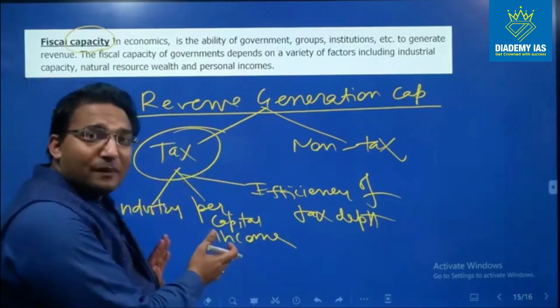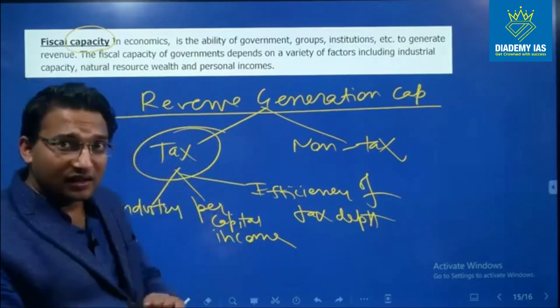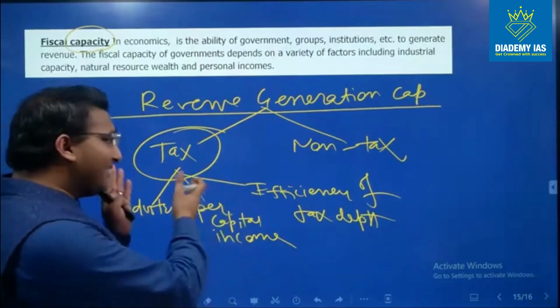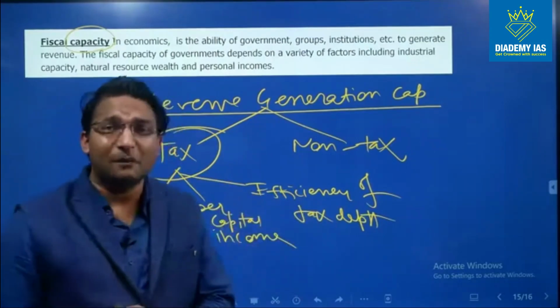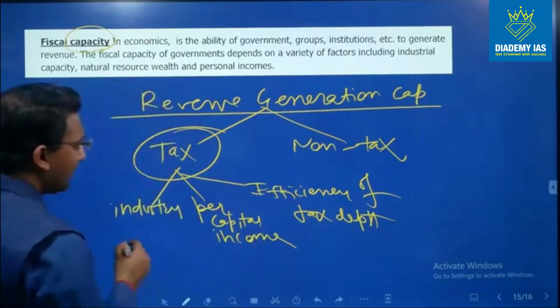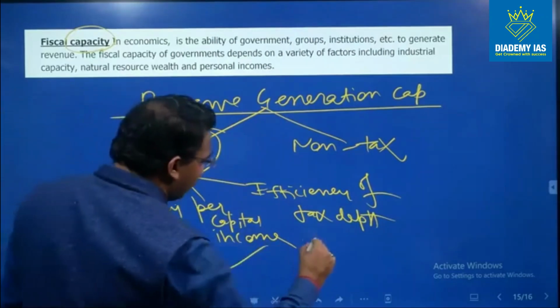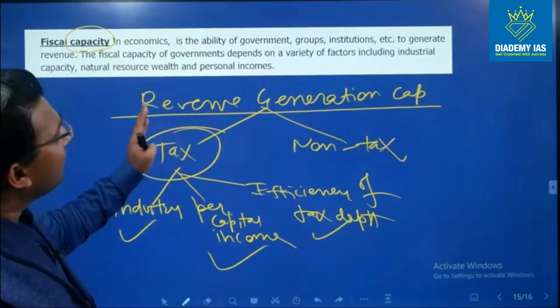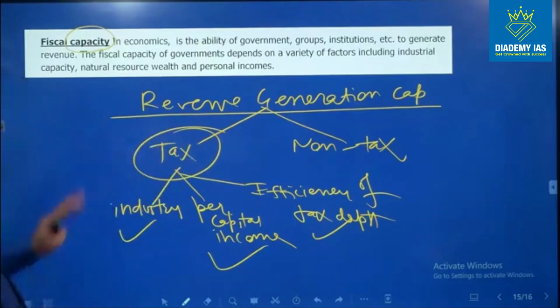If per capita income of the people is good, for example in the USA, so they can pay high taxes. If the efficiency of the tax department is good, then automatically the tax collection can increase. So depending upon these three factors and many other factors, it can be decided whether the revenue generation capacity of the government is good or not.